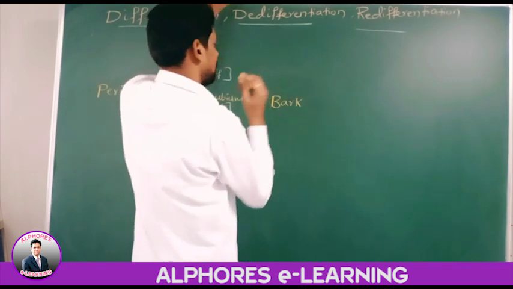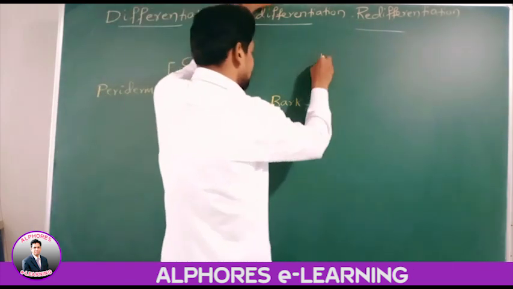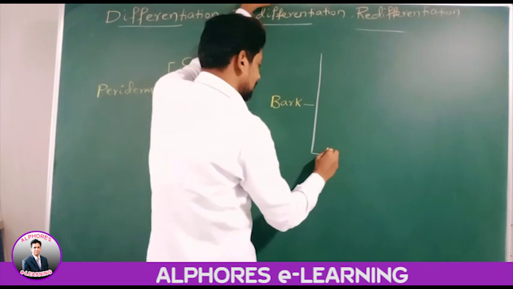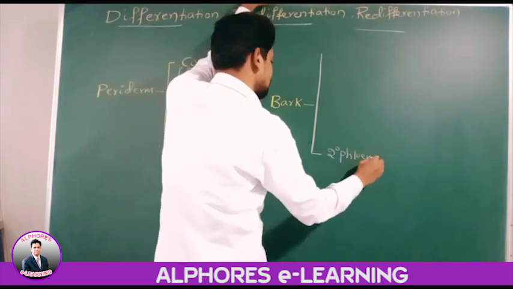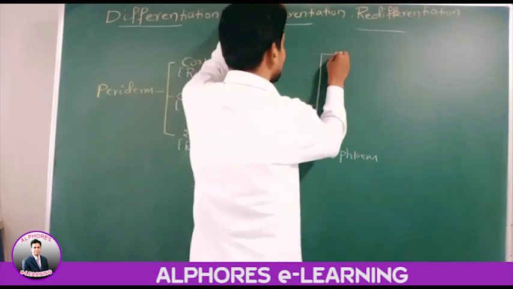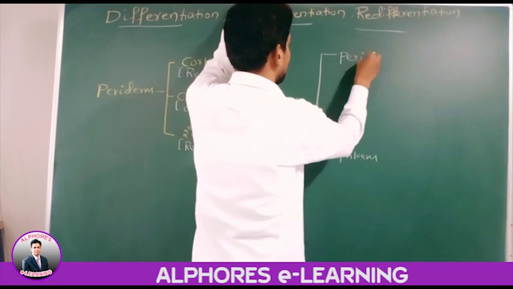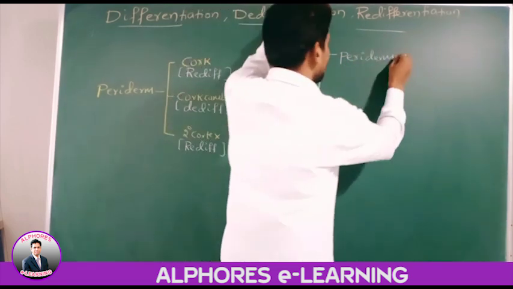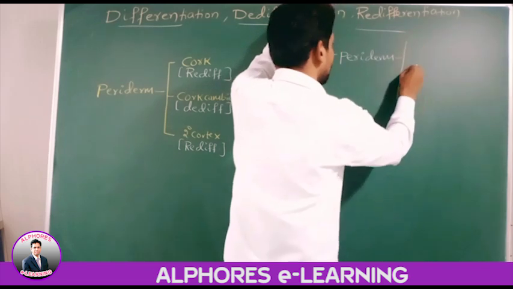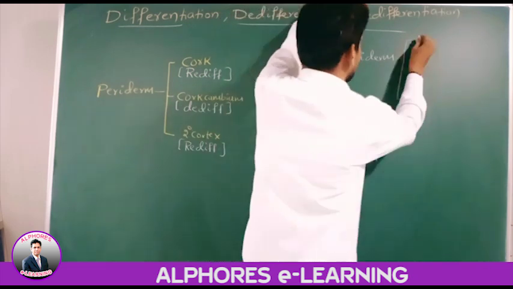Take a bark. Bark includes number 1, secondary phloem. The second one is periderm. Just now we wrote periderm. But this periderm again includes cork, cork cambium, and secondary cortex.